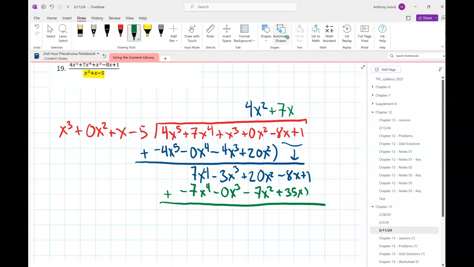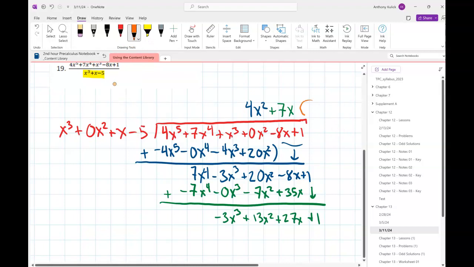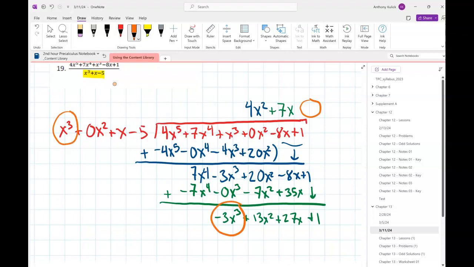So 7x to the 4th plus negative 7x to the 4th is 0. Negative 3x cubed plus 0x cubed is negative 3x cubed. 20x squared plus negative 7x squared is 13x squared. Negative 8x plus 35x is 27x. And then I'll bring that one down. And then I'll ask myself, what times x cubed gives me negative 3x cubed? Negative 3.